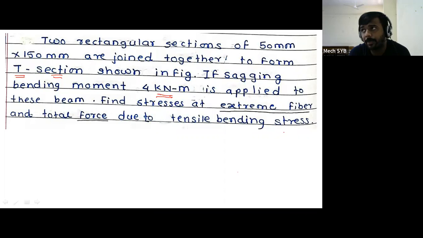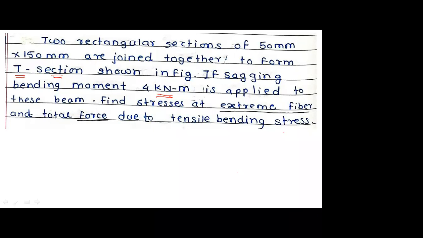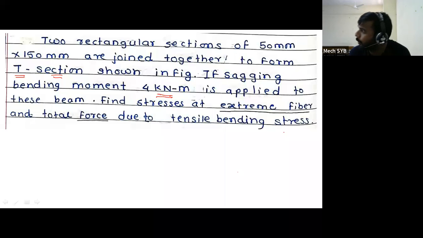What is the meaning of extreme fiber? Top and bottom fiber. Top fiber and bottom fiber.